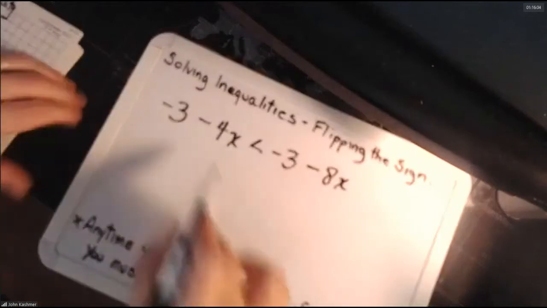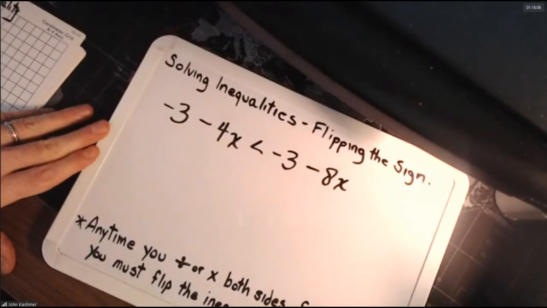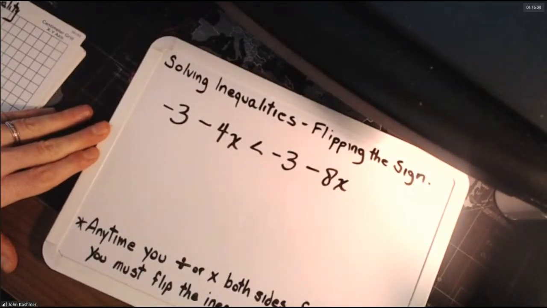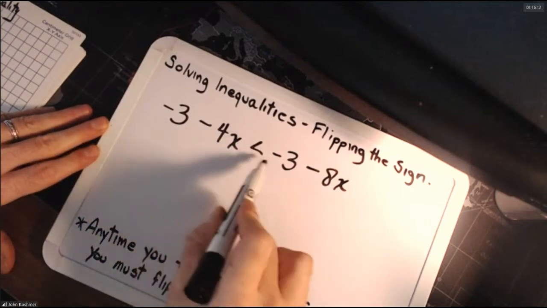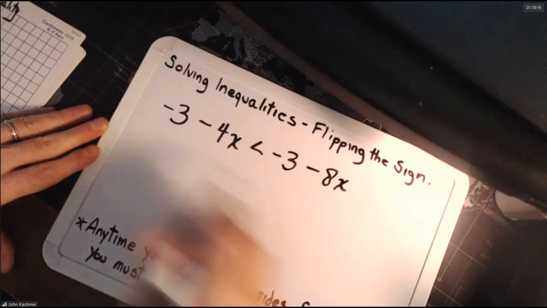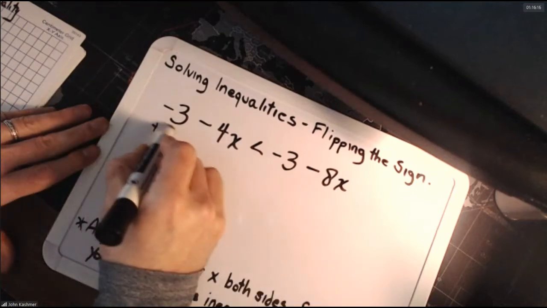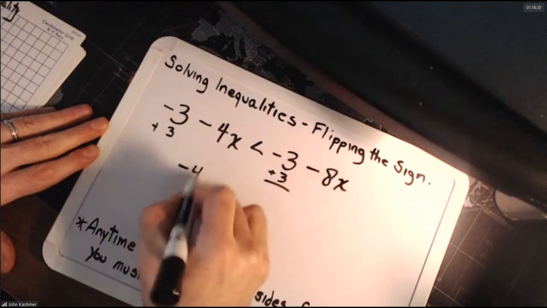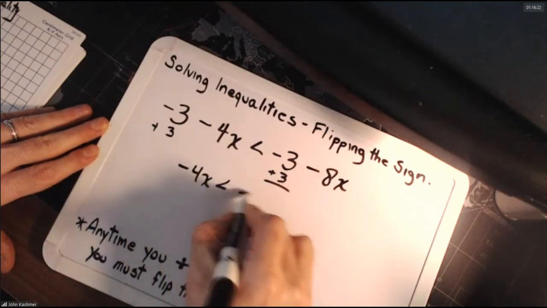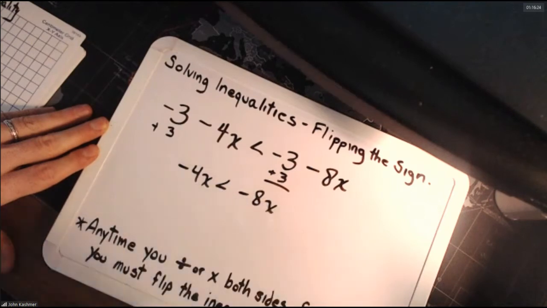Whenever you solve an inequality, you can treat it the same as you would treat any equation. And instead of using an equal sign, you just keep the inequality. So for this one, for example, we'd start by adding 3 to both sides. That would leave us with negative 4x is less than negative 8x. And this is where it's important.